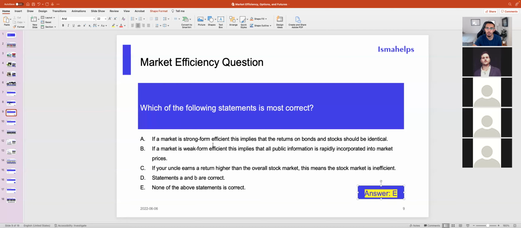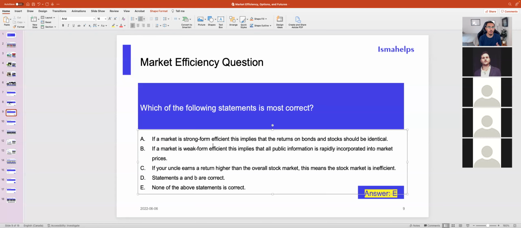A is totally wrong, right? B is not necessarily true. For sure, if a market is weak form efficient, we know that historical prices are included into the stock market. It doesn't mean that public information is included into the stock market, right? Public information could be used to earn abnormal returns. And for that reason, it's not quite true.